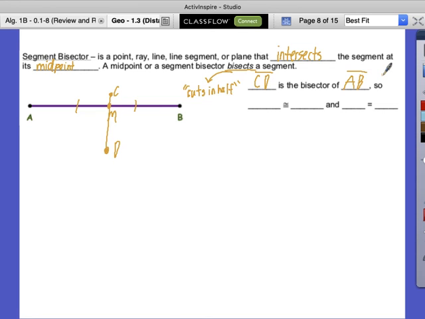From that, segment AM is congruent to what segment? MB or BM, either one. BM. And their measures are equal as well. The measure of segment AM is going to be equal to the measure of segment MB.